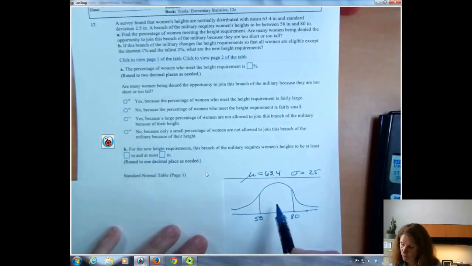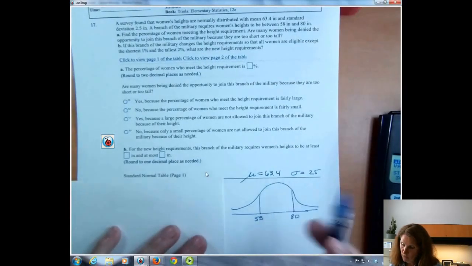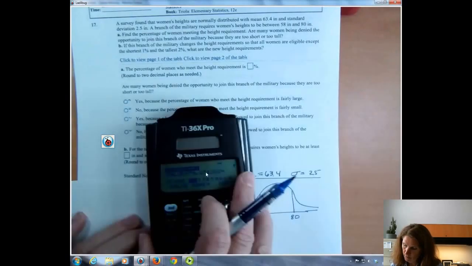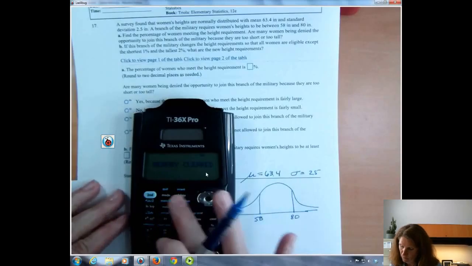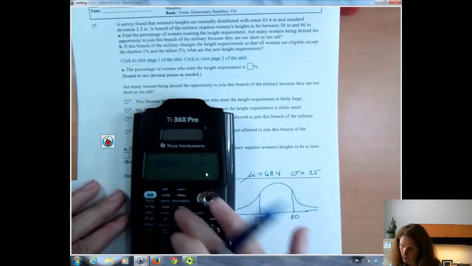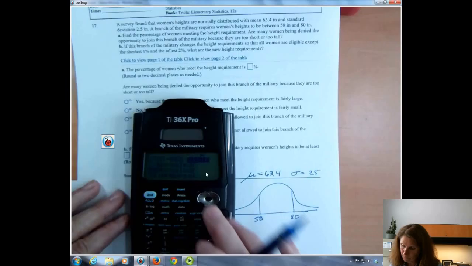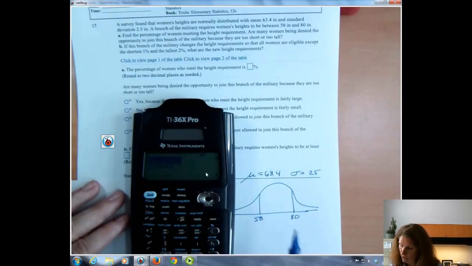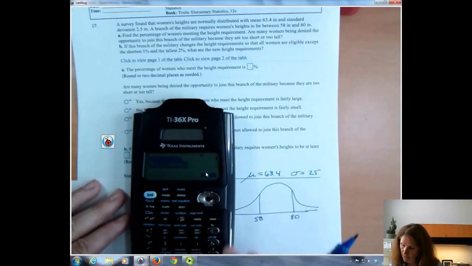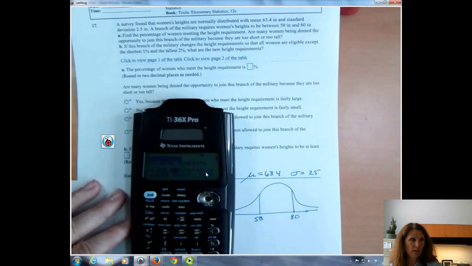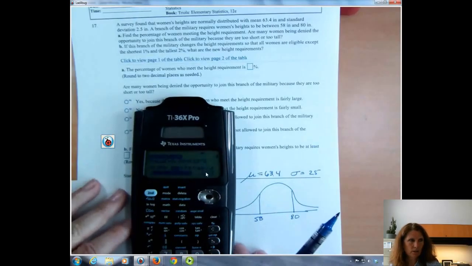But we're looking for the percent, and we know what we want to put in here. So I'm going to clear out my data because I've switched to new mu and stuff, so I don't want to mess that up. I want the percent, so I'm going to go to Normal Cdf. My mean is 63.4. Standard deviation is 2.5. The lower bound is 58, and the upper bound is 80. Then I hit enter.